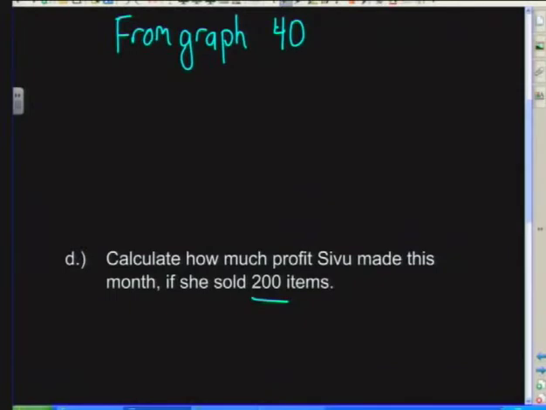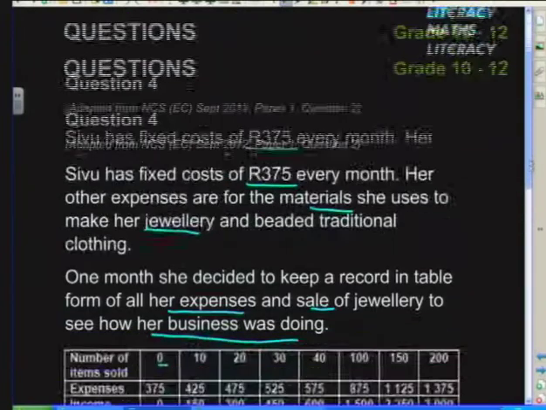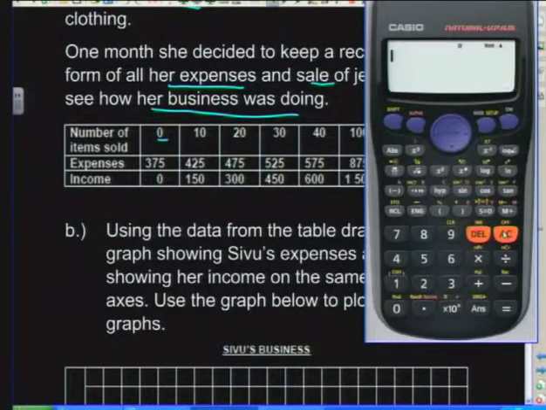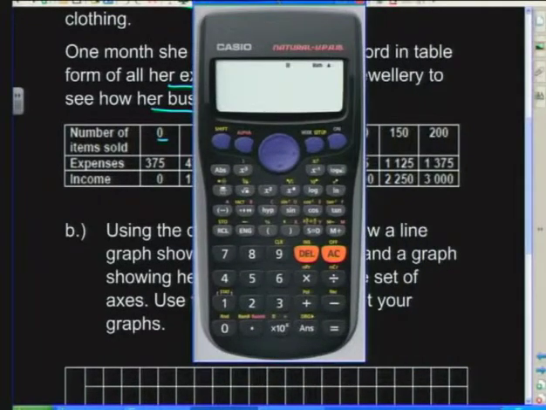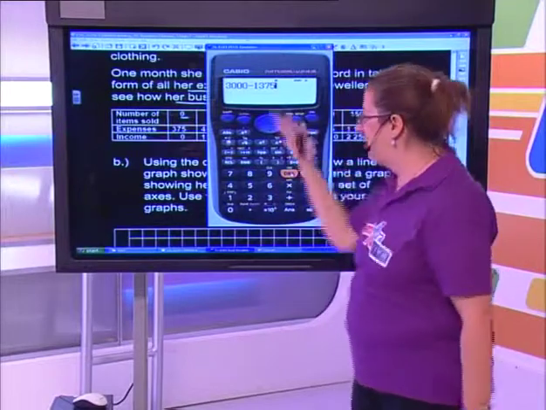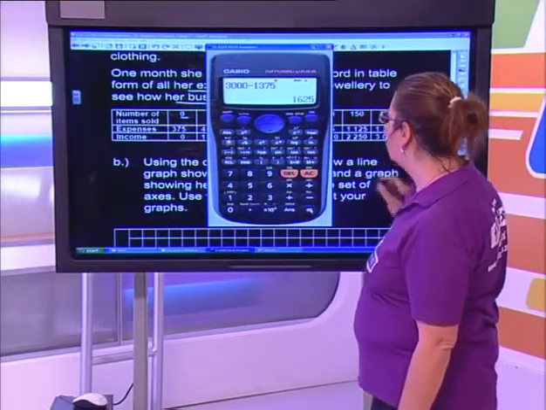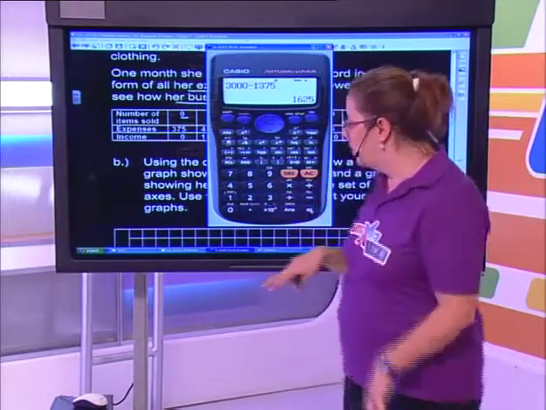Well, that was quite easy, because in actual fact, if we go back to our table, if she sold 200 units, we've got her expenses and we've got her income. So let's get our calculator out. Right, her income was 3,000. Her expenses was 1,375. And check your calculator that you don't do something like I did and just enter extra numbers. And we see that it's 1,625. So if she sells 200, that's her profit.